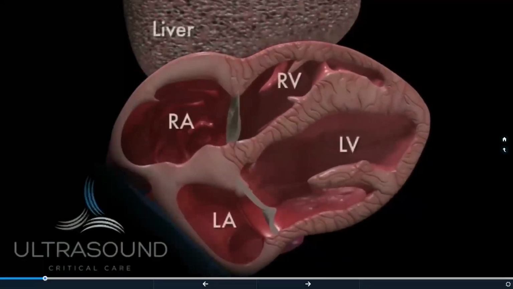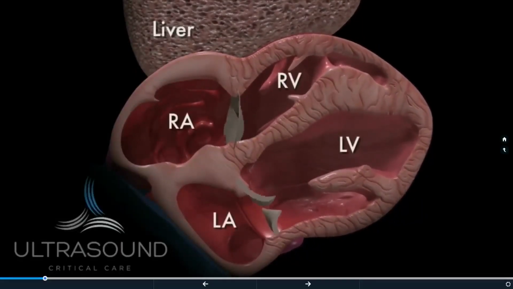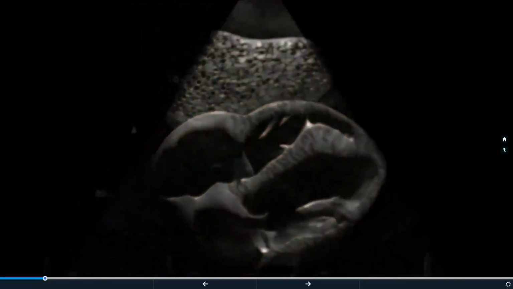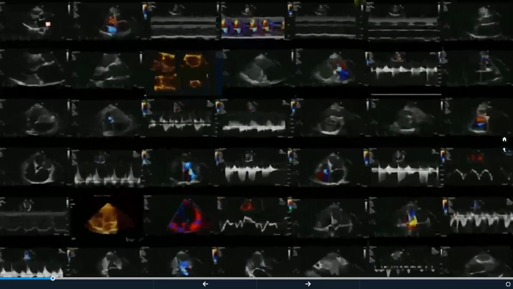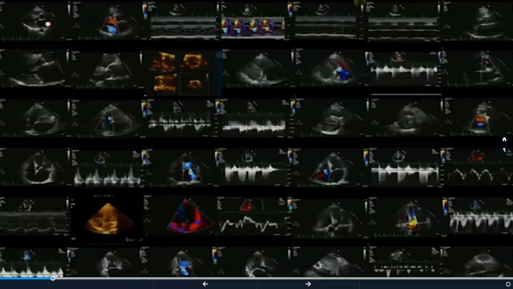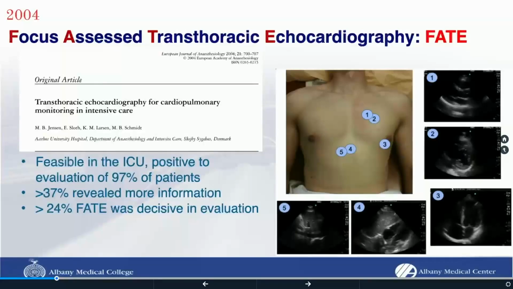You can see the size of the RV in relation to the LV. You can see the squeeze. So it doesn't take a lot of time. And Rachel showed us that we can do it in less than 10 seconds. So we took echocardiography from the traditional too many views, needs a lot of training, expensive machines, to now the FATE exam, which was published in 2004, which reduced all these images to only the subcostal, the apical, and parasternal views. And it shows that after a short training, the intensivists were able to get views 97% of the time.